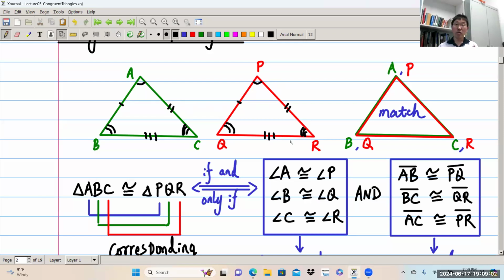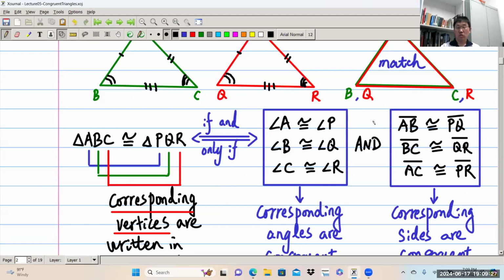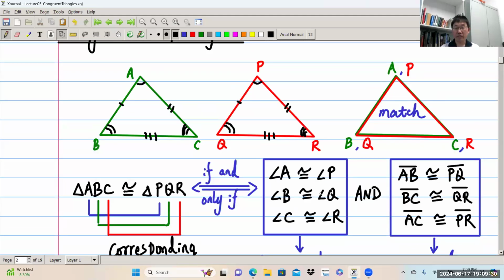So, as you can see, if two triangles are congruent, you can write down all these congruence relationships. You have 6 relationships here because a triangle has 3 interior angles and 3 sides. And of course, if we have these 6 congruence relationships, then we can claim these two triangles are congruent. This is the definition of the congruency of two triangles.